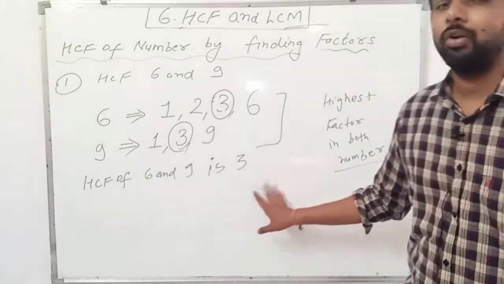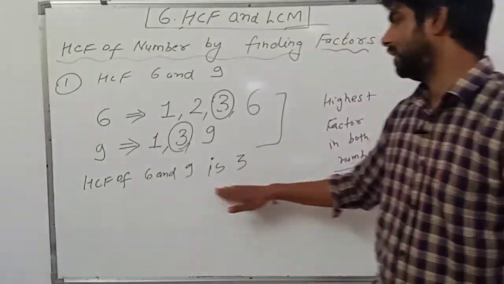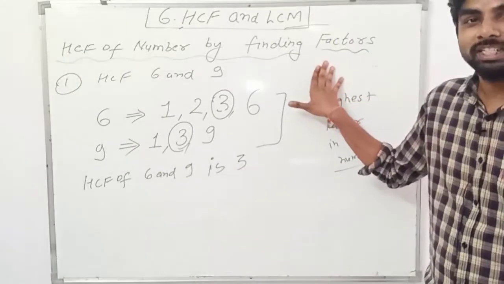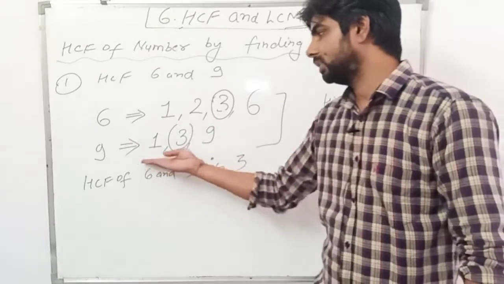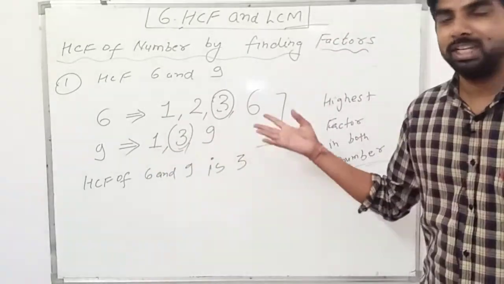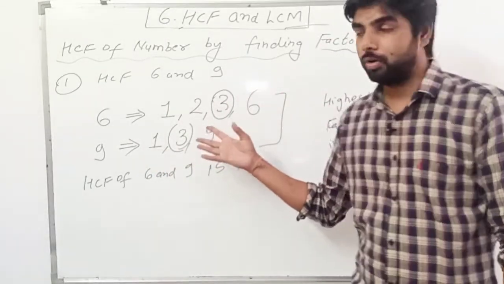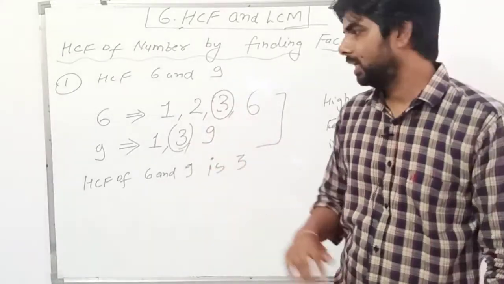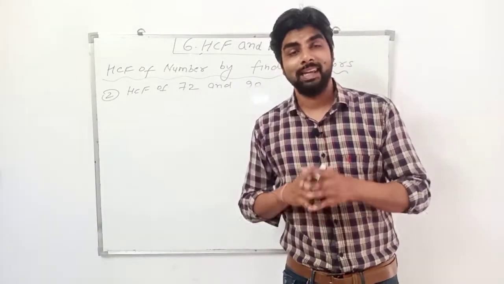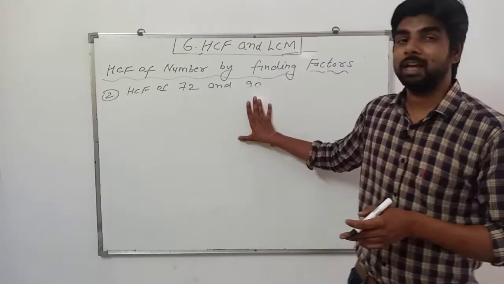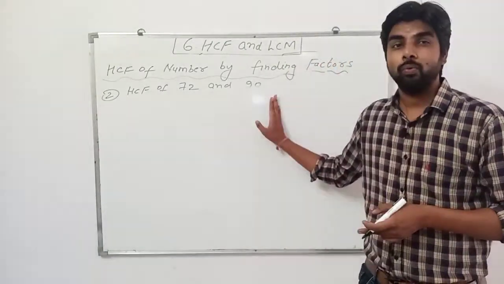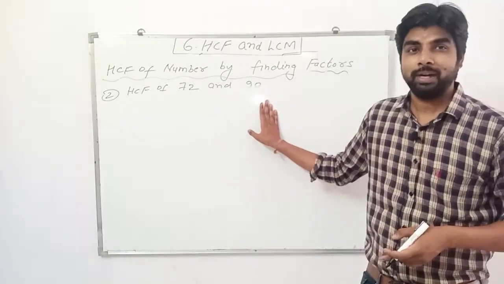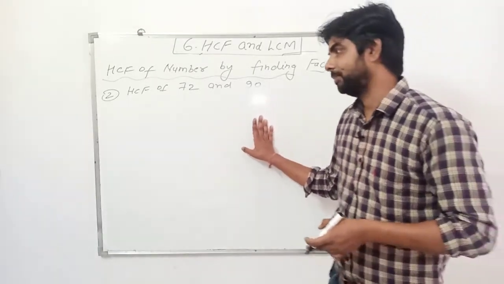Okay, so this is how we can find the HCF of numbers by finding their factors. What we have done is find the factors of both numbers and find which greatest factor is common in both. Let's see the second case in which numbers are bigger. We cannot read the tables up to 72 or 90 to find all the factors of 72 and 90. So let's learn some other method.